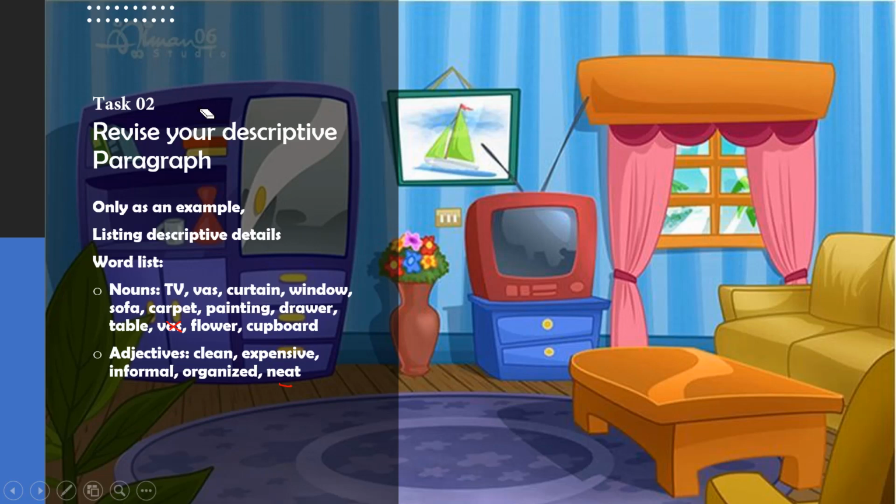Finally, after you identify the nouns and adjectives in your room, then please write down the outline of the descriptive paragraph.